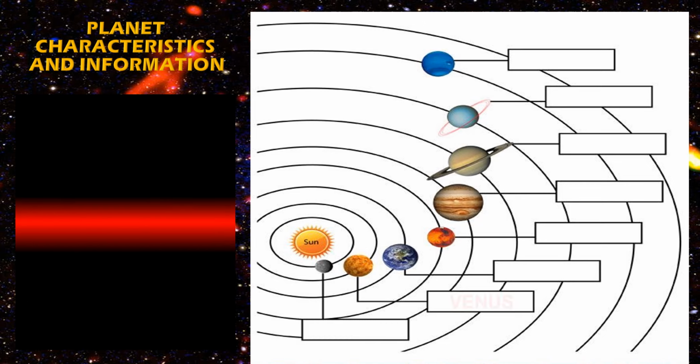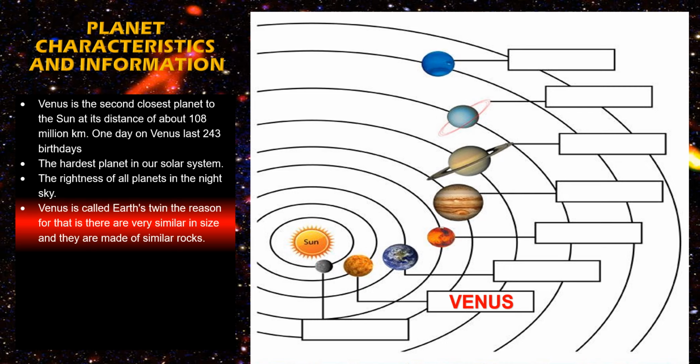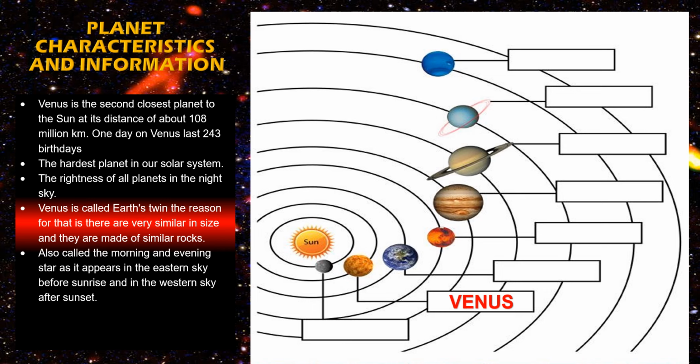Next is Venus. Venus is the second closest planet to the Sun, at a distance of about 108 million kilometers. One day on Venus lasts 243 Earth days. Venus is the hottest planet in our solar system. It is the brightest of all planets in the night sky. Venus is also called Earth's twin. The reason for that is they are very similar in size and they are made of similar rocks.